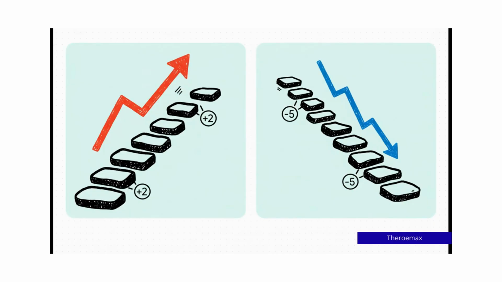And this is a perfect way to look at it. On the left, you've got that sequence that's growing, right? It has a positive common difference of +2. And on the right, you've got a sequence that's shrinking with a negative common difference of -5. Both of them are perfect arithmetic progressions.